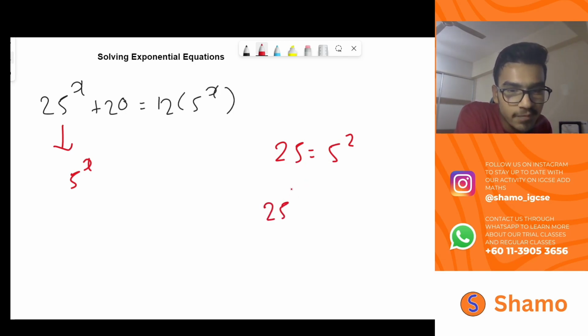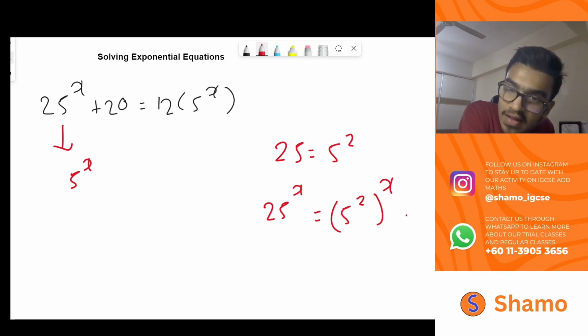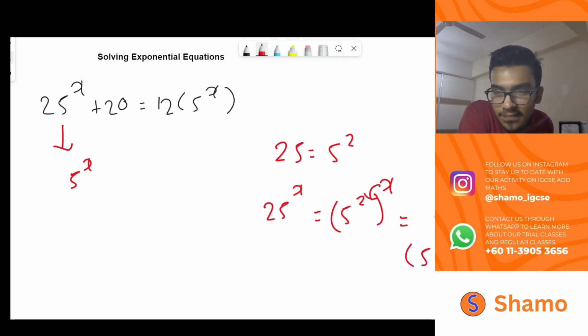So 25 to the power x is the same as 5 squared to the power x. Do you agree with this? I'm just writing 25 as 5 squared. Nothing is different. And you know that this x can be multiplied with the 2, right? It can become 5 to the 2x. Or I could just do 5 to the x squared. I switch the positions. Is anything changing?